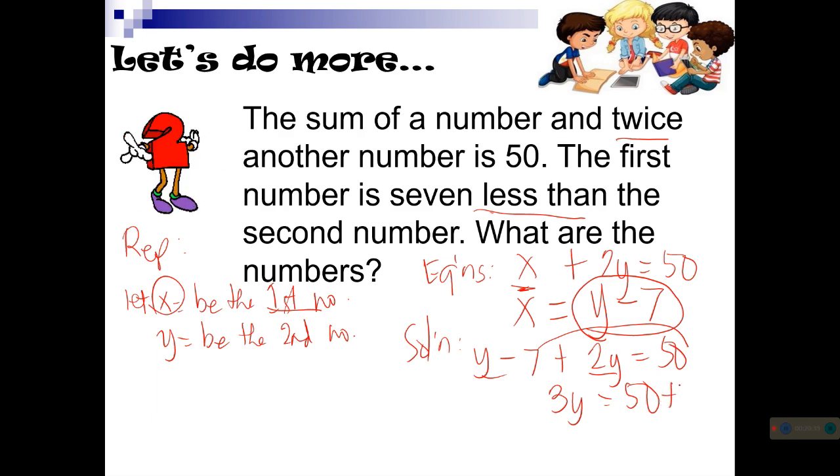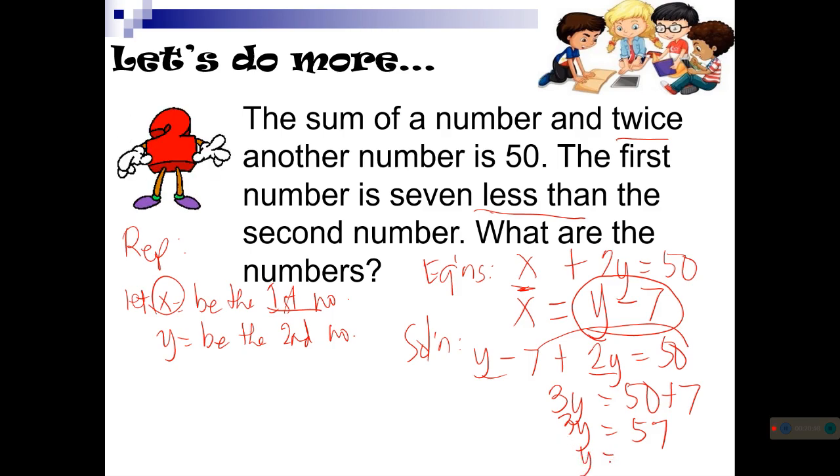So you will have here plus 7 rather. Then 3y equals 57. And then you are going to divide both sides of the equation by 3. So what is the value of your y? Okay, so we have here y is equal to 19. Correct, because 19 times 3 is equal to 57.